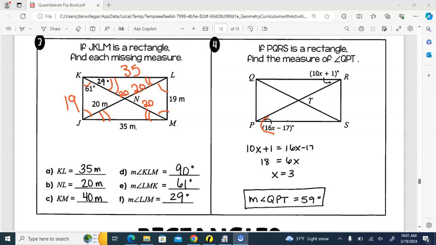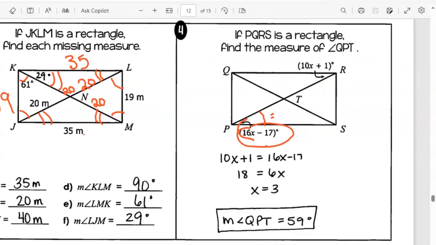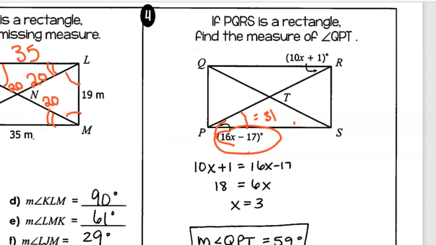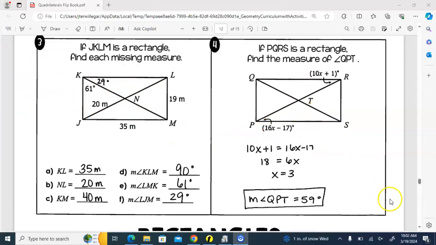On this one, my alternate interior angles are congruent. Solve, plug in, and when you plug it into this, you don't get QPT, you get this angle, but then you have to do 90 minus it to get 59. That angle was 31, and then 90 minus 31 gives me the actual angle of 59 degrees. All right.